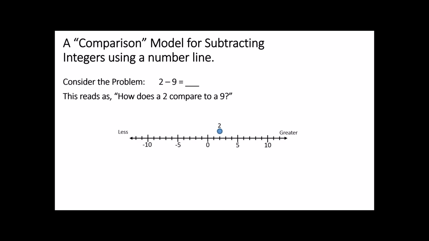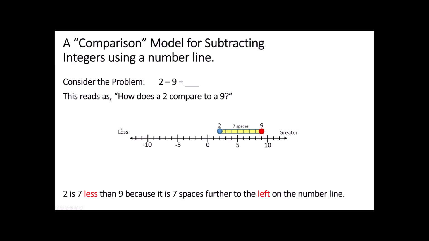The 2 is here. The 9 is here. That's a difference of 7 spaces. But notice, the 2 is 7 spaces to the left of the 9. The 2 is going to be smaller than the 9. 2 is 7 less than 9 because it is 7 spaces further to the left. Because it's 7 less than 9, we're going to go ahead and call this a negative 7. It is 7 smaller.